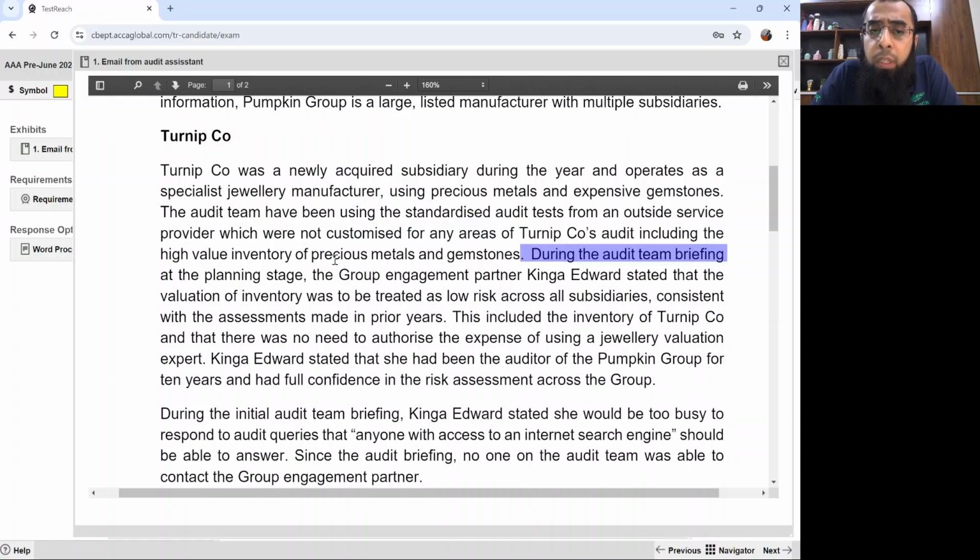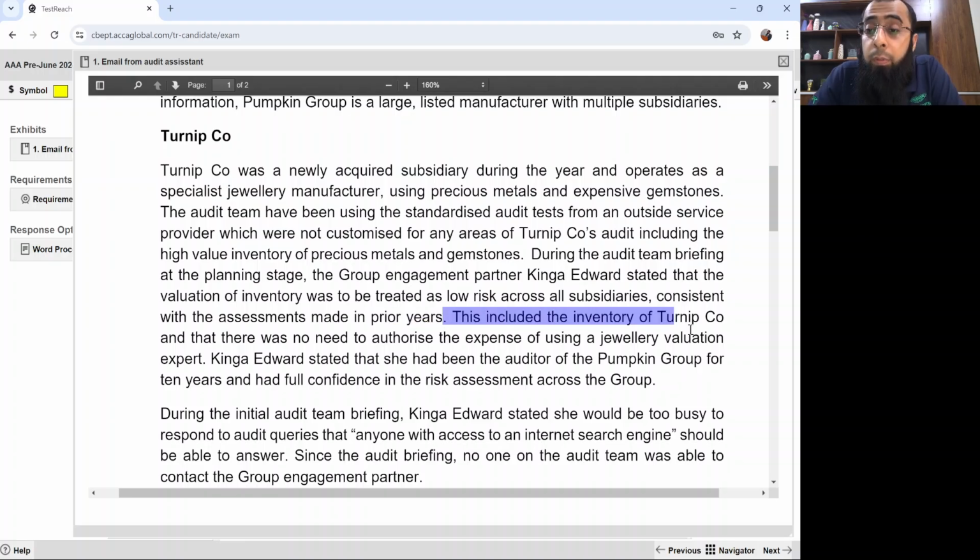During the audit team briefing at the planning stage, the group engagement partner Kinga Edwards stated that the valuation of inventory was to be treated as low risk across all subsidiaries, consistent with the assessment made in the prior years. See, you cannot rely on the assessment of the prior year only. You have to look at the circumstances of current year also. That's not a good thing. He just relied on the prior year thing. And secondly, Turnip Company was a newly acquired subsidiary, so there was no prior year thing in its audit.